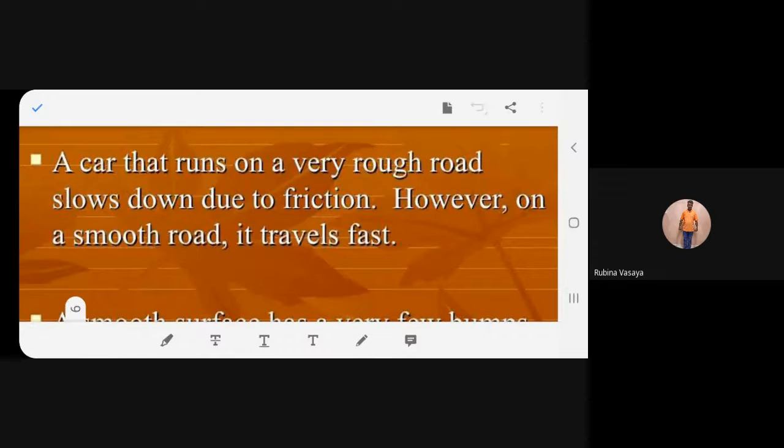A car that runs on a very rough road slows down due to friction. However, on a smooth road, it travels fast. When we run the car on a very rough road, it slows down due to friction, and on the highway or smooth road, it travels fast because there is a smooth surface. Smooth road, what does that mean? That is what I'm asking you. I'm just showing you.